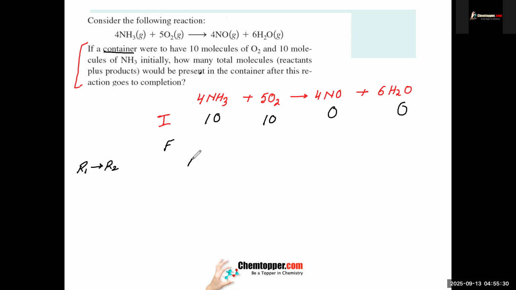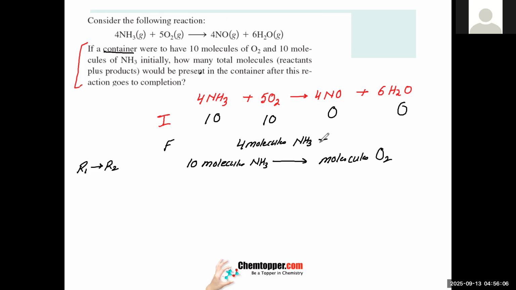So start with 10 molecules of ammonia, and it is going to react with how many molecules of O2? Calculate that. The equation which is written here, you can read it in terms of moles and you can also read it in terms of molecules. So you have this ratio. From the balanced equation, 4 molecules of ammonia are reacting with 5 molecules of O2. This is the ratio.